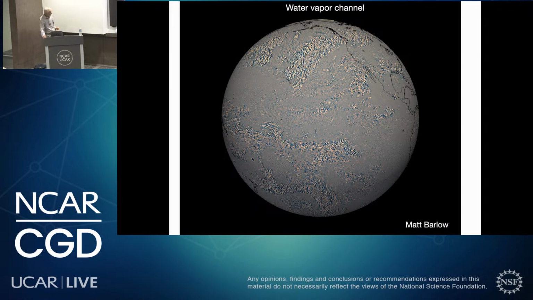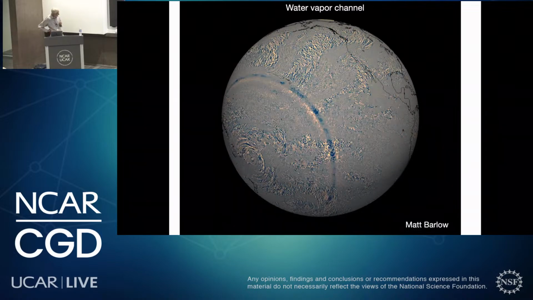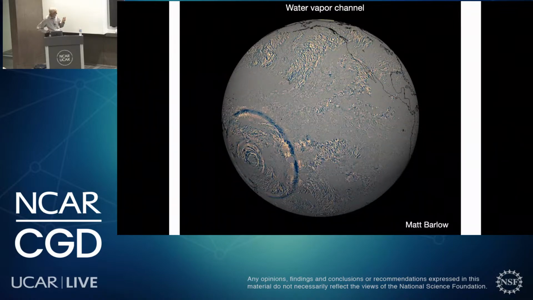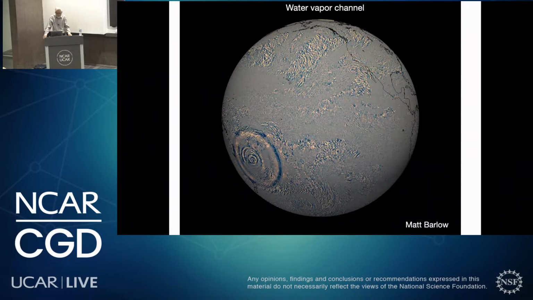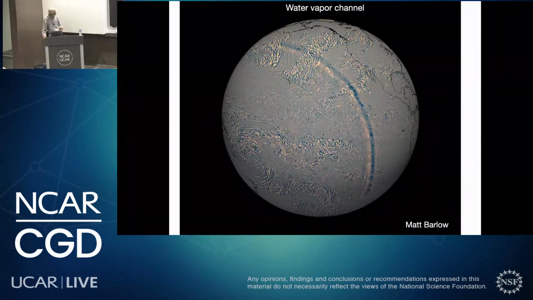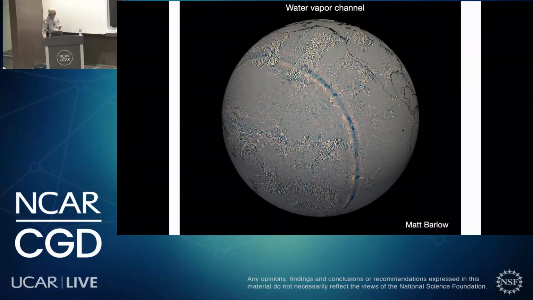So to get a global view of this, here is water vapor imagery analyzed by Matt Barlow, and it has been treated in the same way, high pass filtered. The water vapor, essentially it is showing us mid-tropospheric temperature. That is what we are looking at. And there it is. That's the wave that went over Japan. This is the gravity wave, the Lamb wave from the Tonga eruption, which goes by in a matter of just about the order of a day.